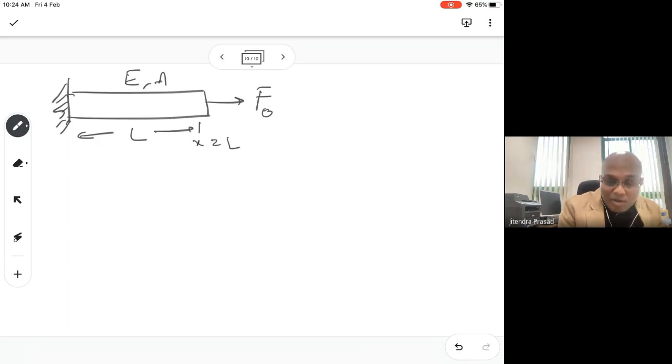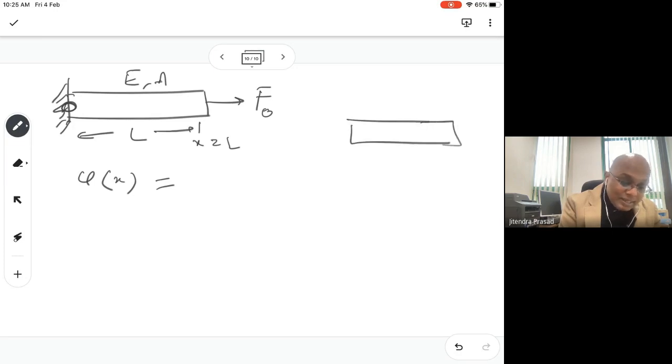In that case, how do we solve that problem? The concept is as follows. You start with the weak formulation or minimum potential energy formulation. There's no problem, you can do the same thing. However, your trial function is that u(x) will be equal to, let's say, node number 1, node number 2.